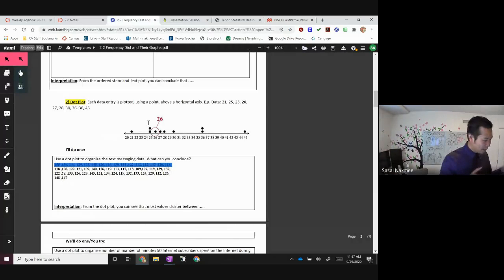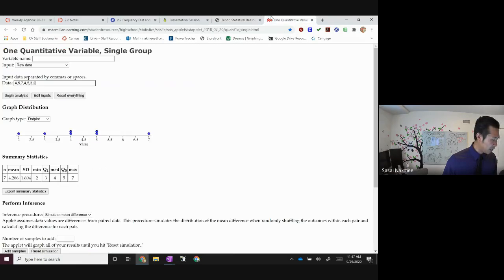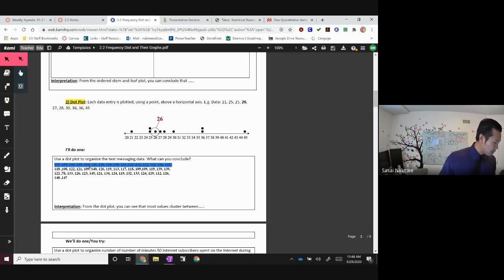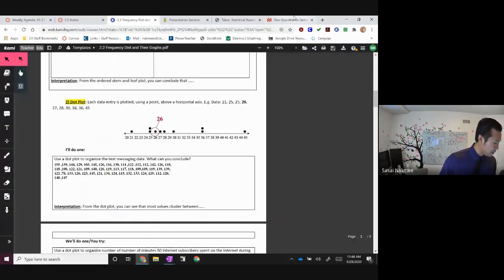So Kami recognizes the text there, and all the numbers need to be separated by a comma. The link I put into the chat takes you here, and if you click on this one right here, one quantitative variable, it takes you to this page where it's going to ask you all this stuff, but all we really care about is typing in the numbers into here. So how do I type those numbers in? I was supposed to type these in individually, like 155, comma, the next number, 155, comma, space, 19, right?